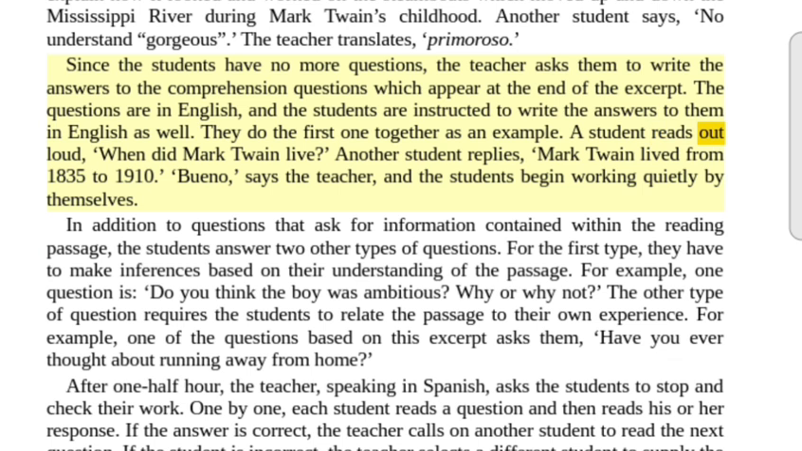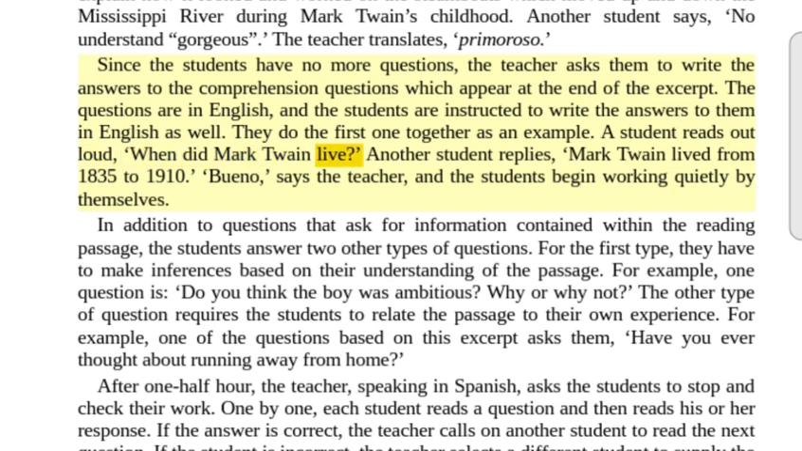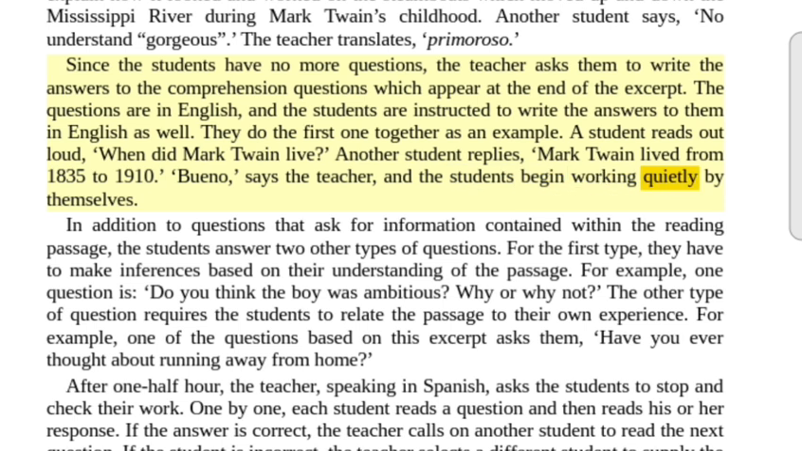A student reads out loud, "When did Mark Twain live?" Another student replies, "Mark Twain lived from 1835 to 1910." "Bueno," says the teacher, and the students begin working quietly by themselves.